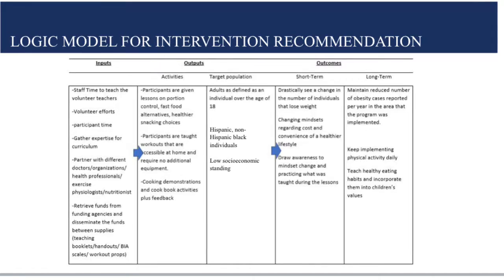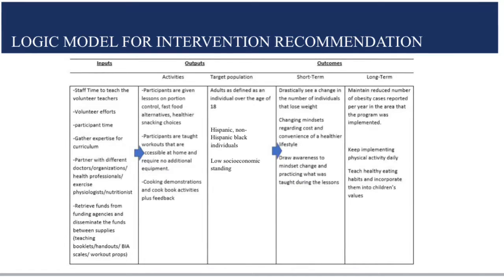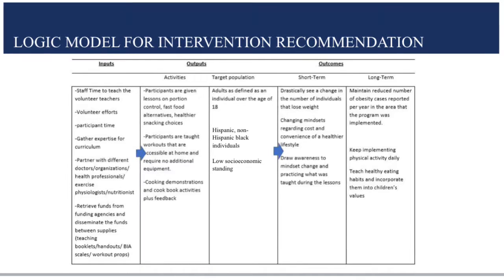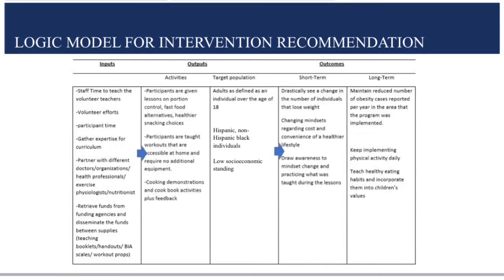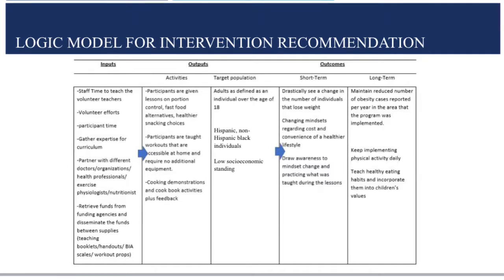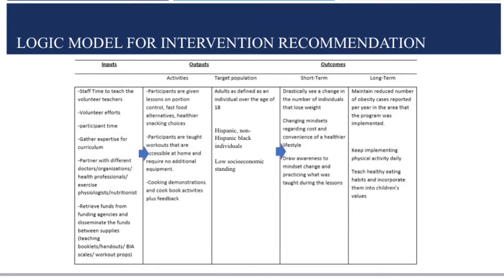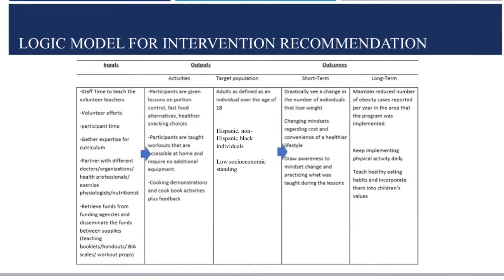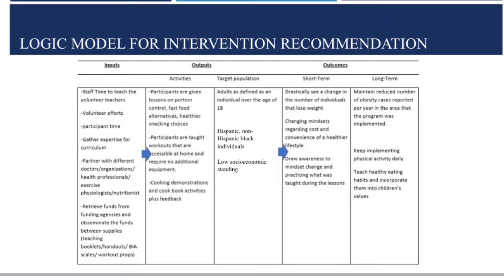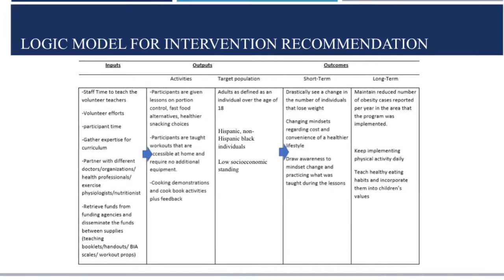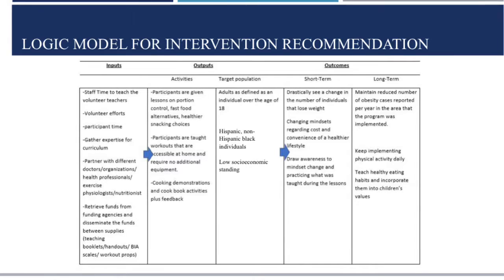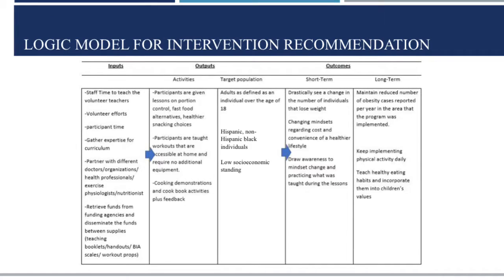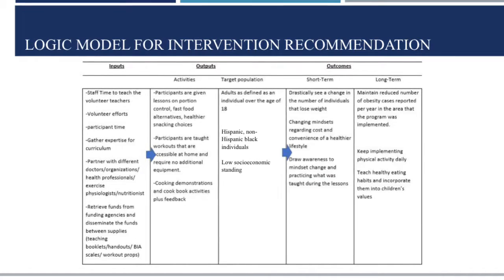As far as outputs go, it's broken down to activities and target population. As far as the activities go, the participants are given lessons on portion control, fast food alternatives, healthier snacking choices. Participants are also taught workouts that are accessible at home and require no additional equipment, even though they will be given workout props like the resistance bands and the hand weights. Cooking demonstrations and cookbook activities plus feedback are going to be included as activities given to the participants in the program. The target population again for this project will be adults as defined as individuals over the age of 18. This will include Hispanic and non-Hispanic Black individuals, and these individuals will be of low socioeconomic standing.